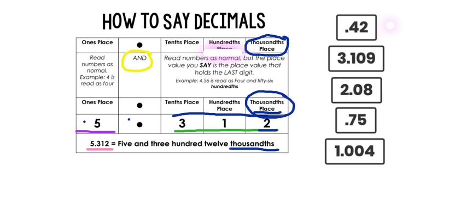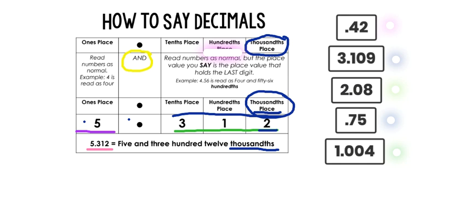The next one is 3 and 109 thousandths. The next one, 2 and 8 hundredths. The next one, 75 hundredths. And the last one, 1 and 4 thousandths.